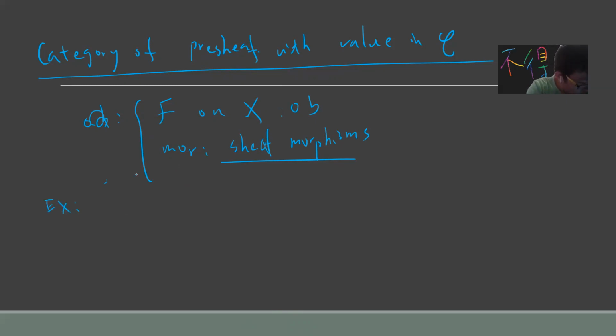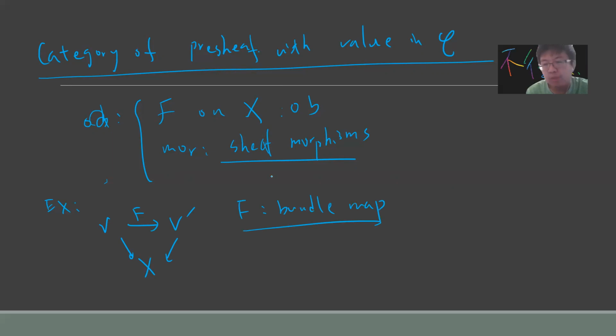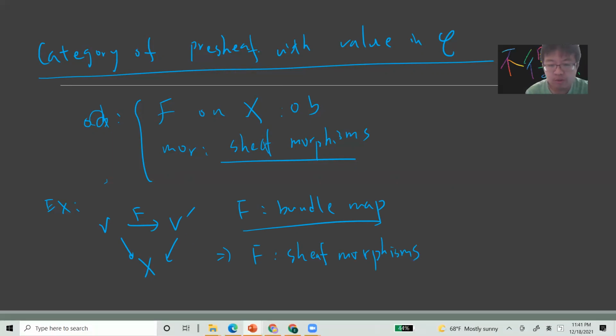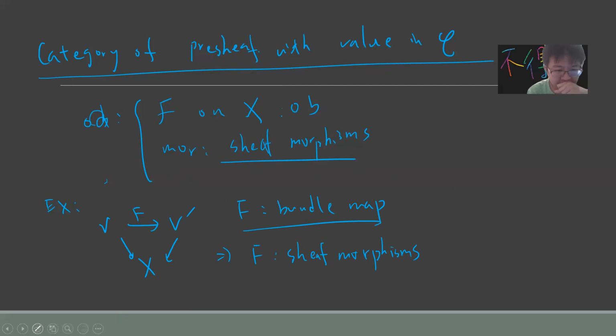So this example, basically if you have two vector bundles, let's say V to V prime over X, then each such F is called a bundle map. If you check the bundle map definition, then you can see that F is just a sheaf morphism. The vector bundle is actually a particular case of a sheaf called the locally free sheaf, and I will describe that later.